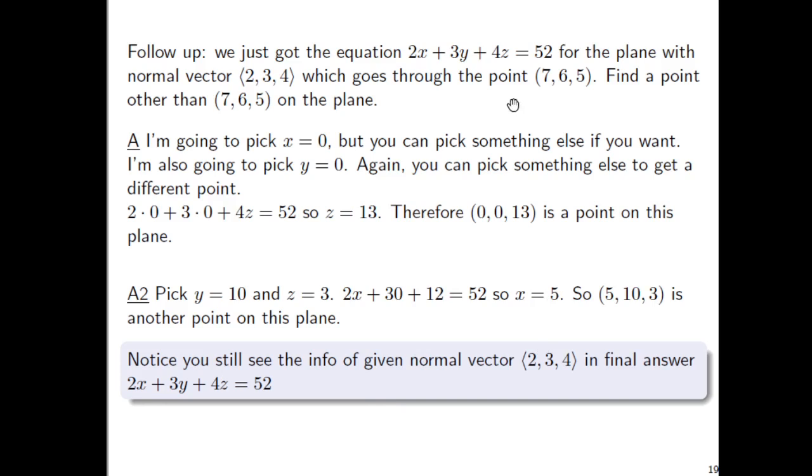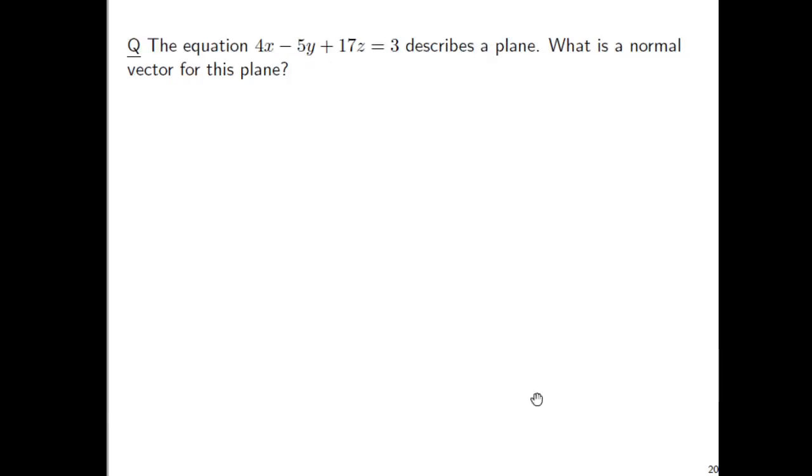You may also notice, I should just point out, that for the equation we had at the top, you look at the coefficients 2, 3, and 4 in front of x, y, and z, and you can still read that information about the normal vector inside this scalar equation. So to really practice what I mean by that, let's look at this: 4x minus 5y plus 17z equals 3. That describes a plane. What is a normal vector for this plane?